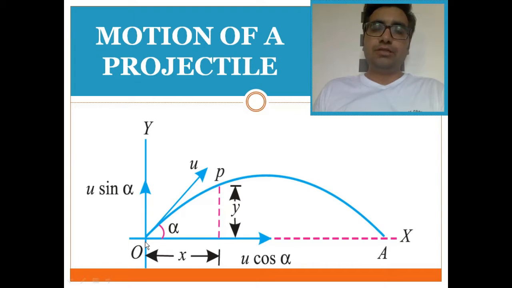The vertical component of the velocity is under the influence of acceleration due to gravity, and the vertical component of the velocity is going to decrease till it reaches the maximum height, and then again it starts from zero in the downward direction. Is that okay? So the initial horizontal velocity is u cos alpha and it is going to remain constant throughout the motion, whereas the initial vertical velocity is u sin alpha. It becomes zero at the maximum height and then it again starts from zero in the downward direction. So let us start with the analysis.